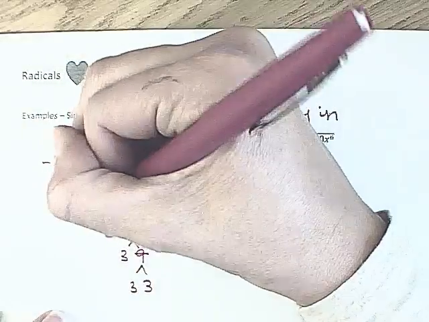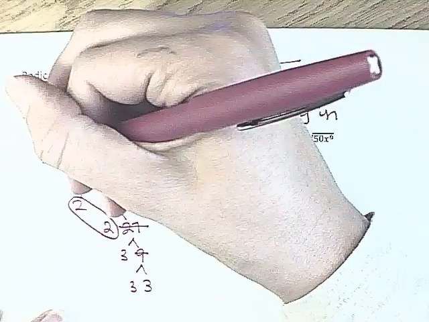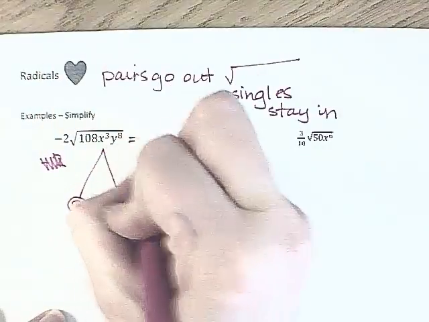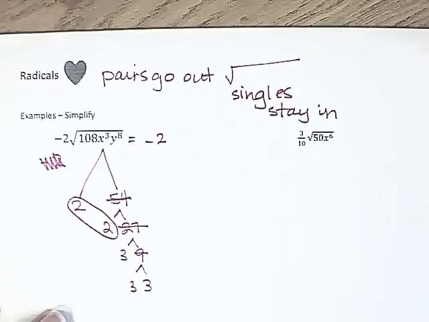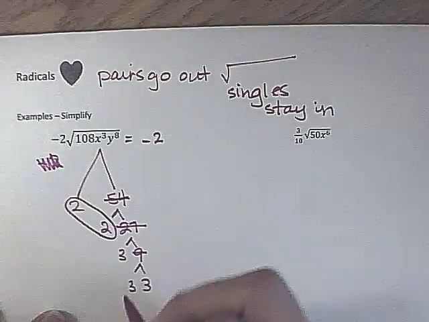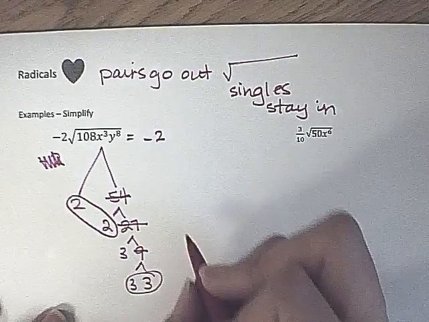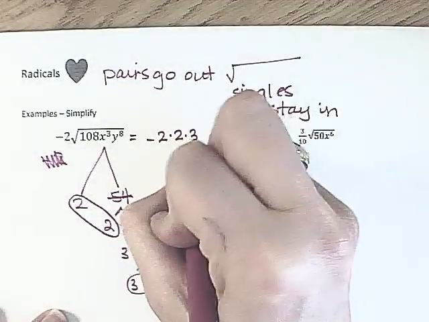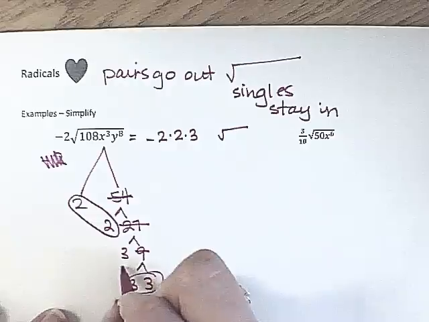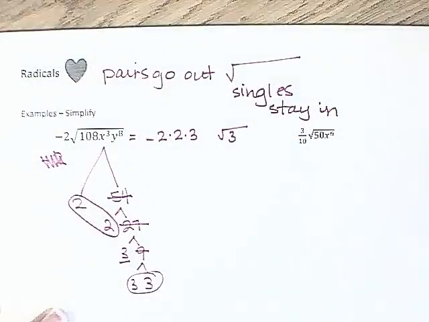Then I want to circle pairs. Remember, this one isn't a part of it, and maybe I shouldn't even write it there. How about I'll write it to the side so I know it's a part of the answer and not a part of my factor tree. Now that I've circled these pairs, I can write them on the outside, so 2 and 3. And then on the inside of the radical, I have this one single 3 left over.